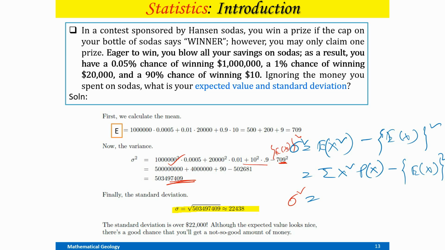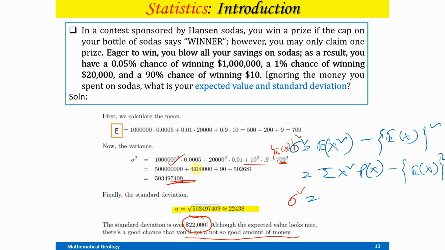So what is the chance that you will make a profit? The chance is very slim, because the standard deviation, which is the middle point of what you have spent, is 22,438. Around $22,000, if your result came as the mean value, then it might look nice, but there is a good chance that you will get not so good an amount of money.